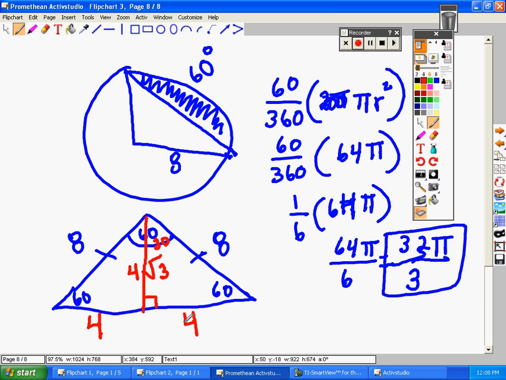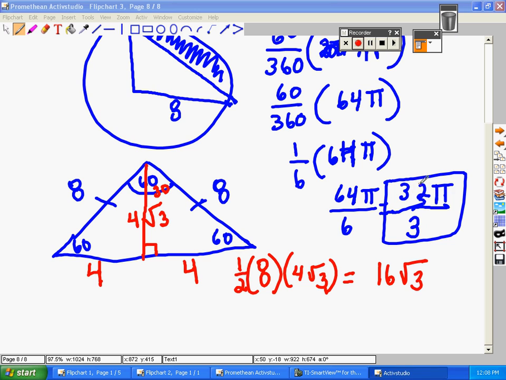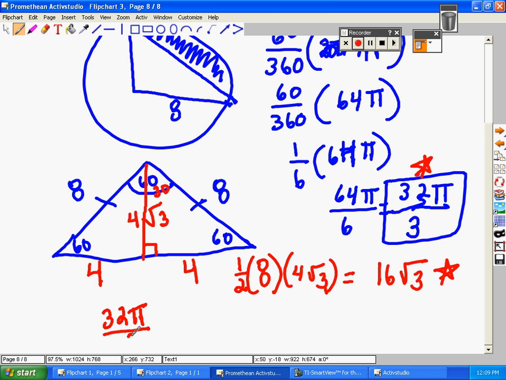So the area of the triangle is going to be the base, which is 4 plus 4, or 8, times 1/2, times the altitude, or the height, which is 4√3. And when I simplify that down, I get 16√3. So your last step is to just take the area of the sector and subtract the area of the triangle. So 32 pi divided by 3 minus 16√3. Now you're going to have to be careful, this is how we would do it on a calculator.